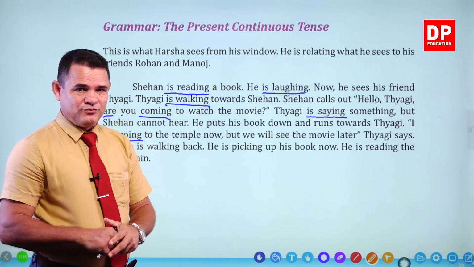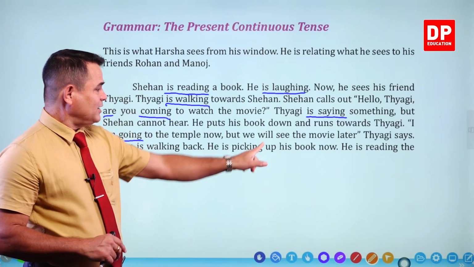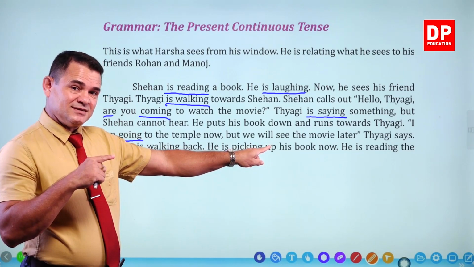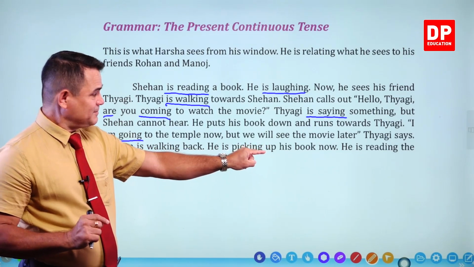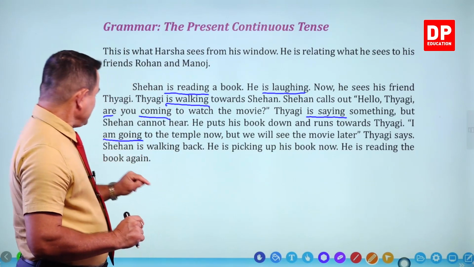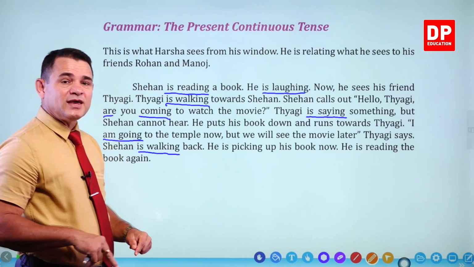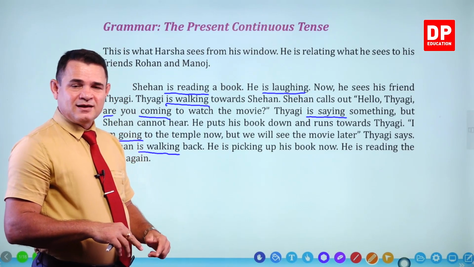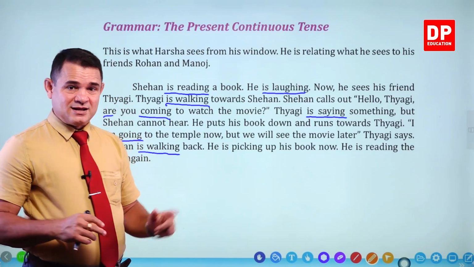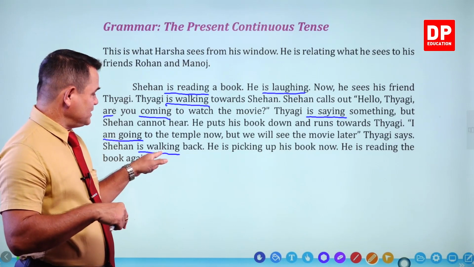We will see. And auxiliary we learnt in the previous lesson. Tyagi says Shehan is walking. Again, is walking. He's walking back. Now happening.